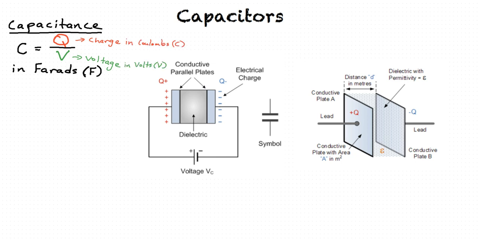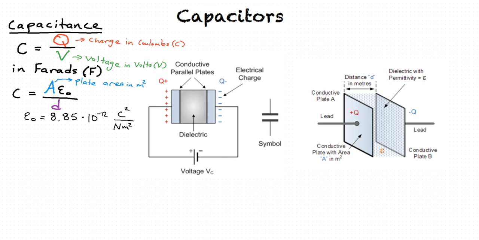Another known formula for capacitance is C equals A times epsilon naught divided by D, where A is the surface area of the capacitor plate in meters squared. Epsilon naught is the permittivity constant, which is 8.85 times 10 to the negative 12th coulombs squared over Newton meters squared. And D is the distance in meters between the two electrodes of the capacitor.